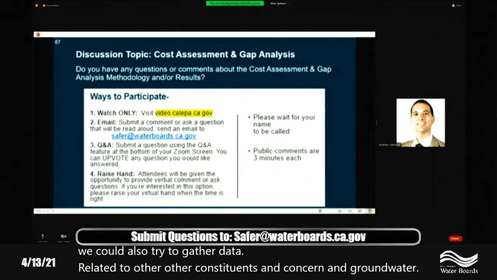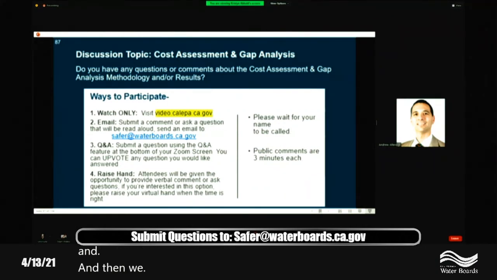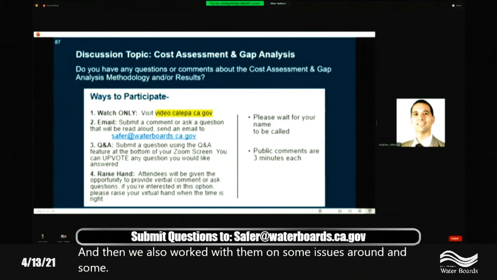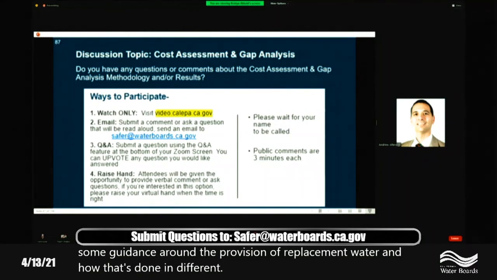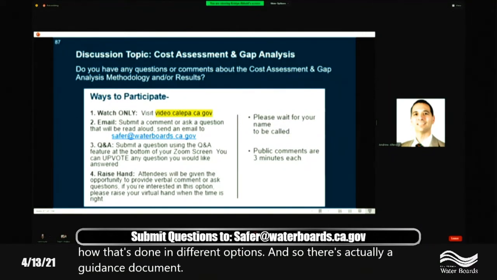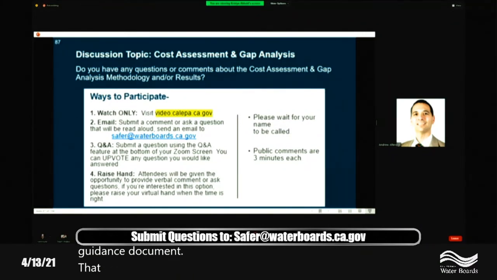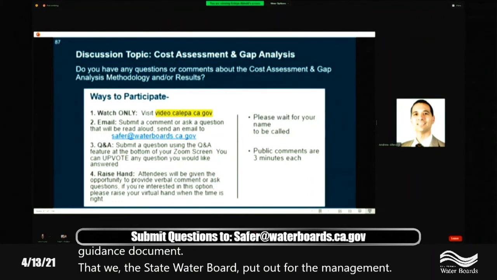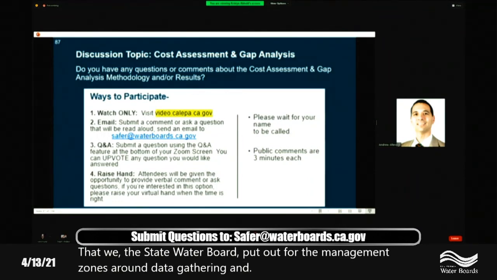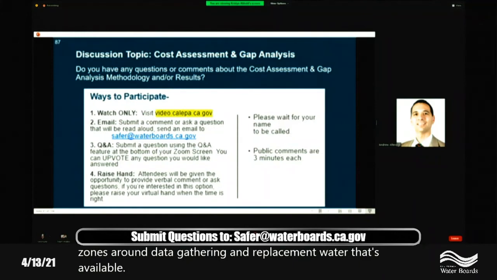And then we also worked with them on some issues and some guidance around the provision of replacement water and how that's done and different options. And so there's actually a guidance document that we, the State Water Board, put out for the management zones around data gathering and replacement water. That's available on the CV Salts website.